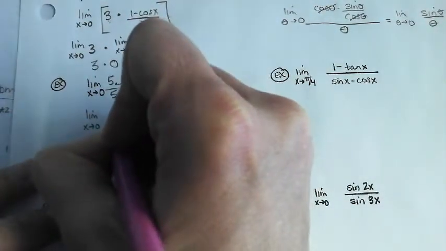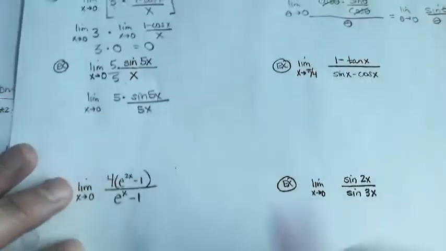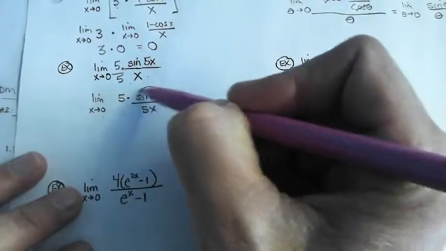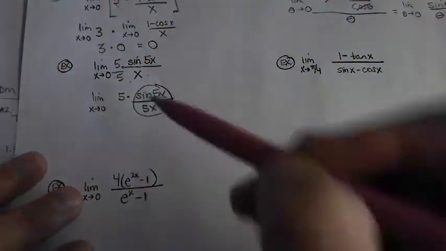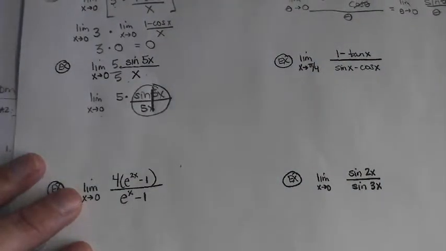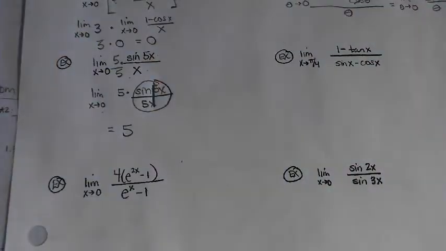So I'm looking for the limit as x approaches 0 of this, and this part of it is just 1, sine of 5x over 5x. So then it just ends up being the limit of 5, which is 5. Adam.